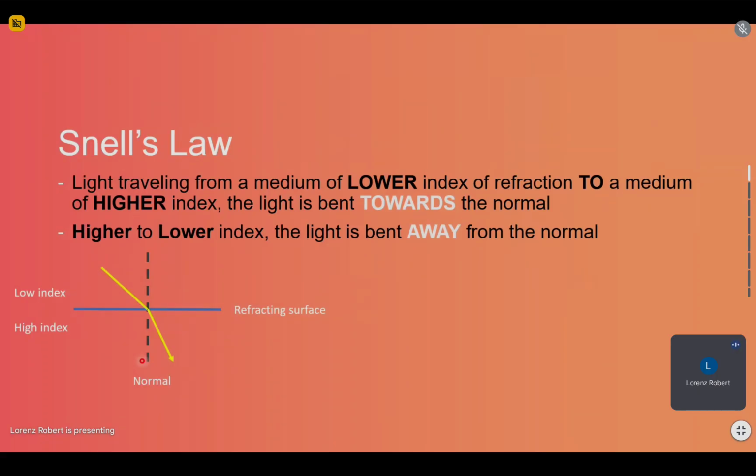Conversely, from a higher to lower index, light is bent away from the normal. For example, the light is shone from the water through to air. Instead of going closer to the normal, since it is a lower refractive index, it goes away from the normal. The opposite is true. Okay?